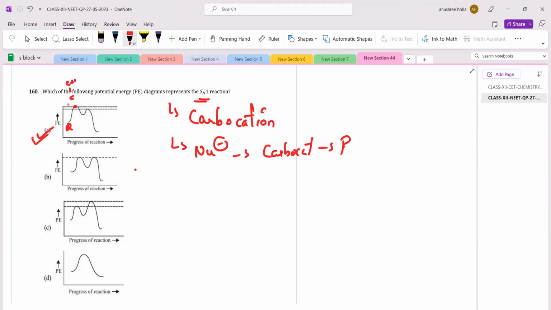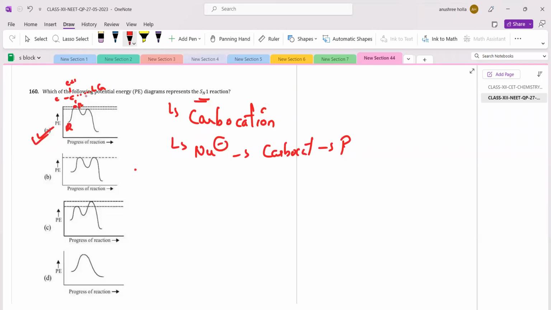The peak represents your reactant bonded to the leaving group partially. That means we are breaking this carbon and the halogen, or whatever group you'll be having. We're breaking this leaving group and carbon bond. So now carbon is happy, bonded to all the four groups.